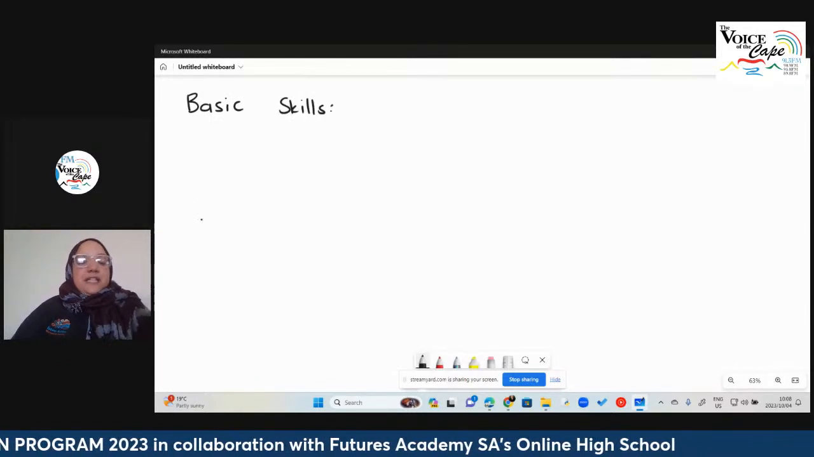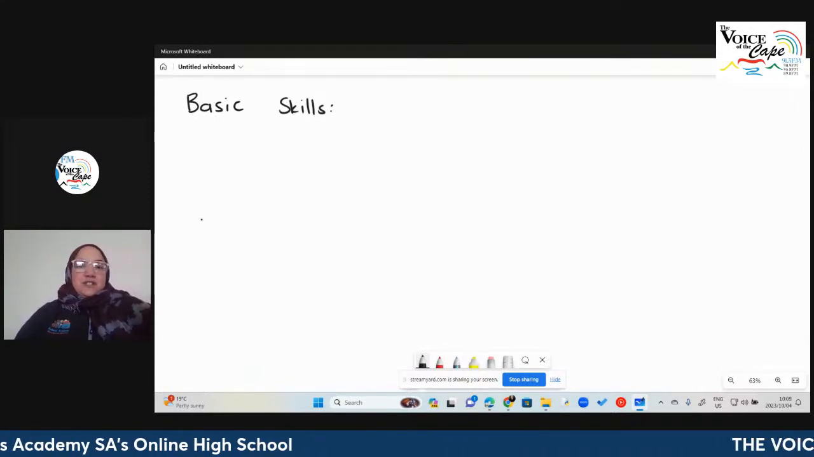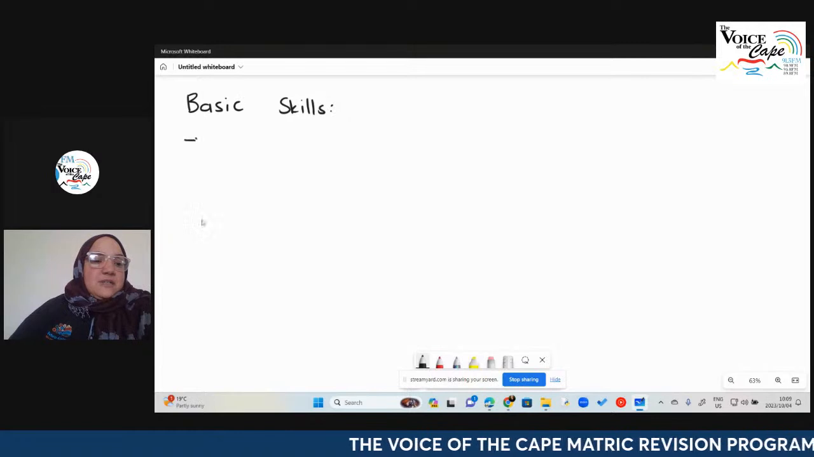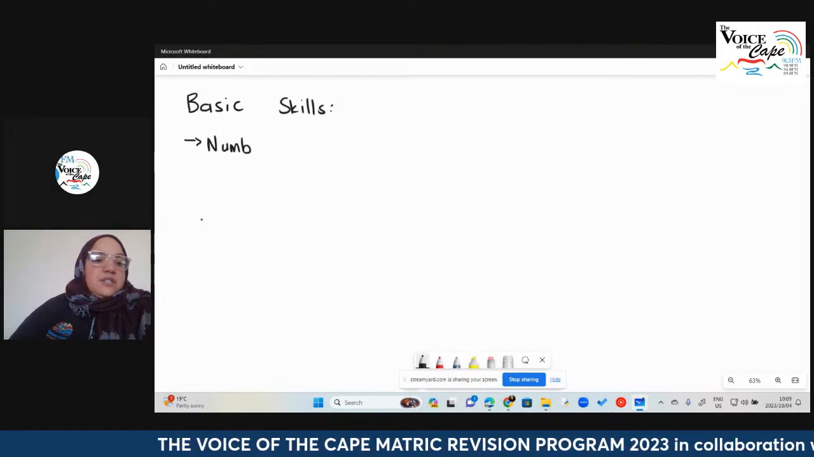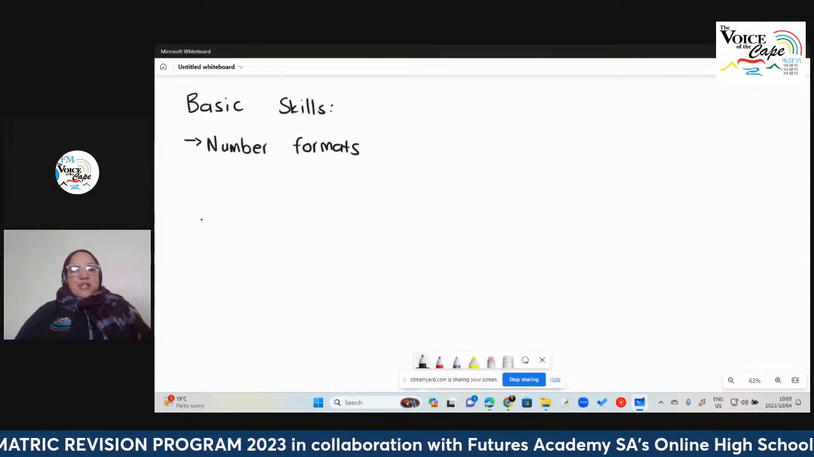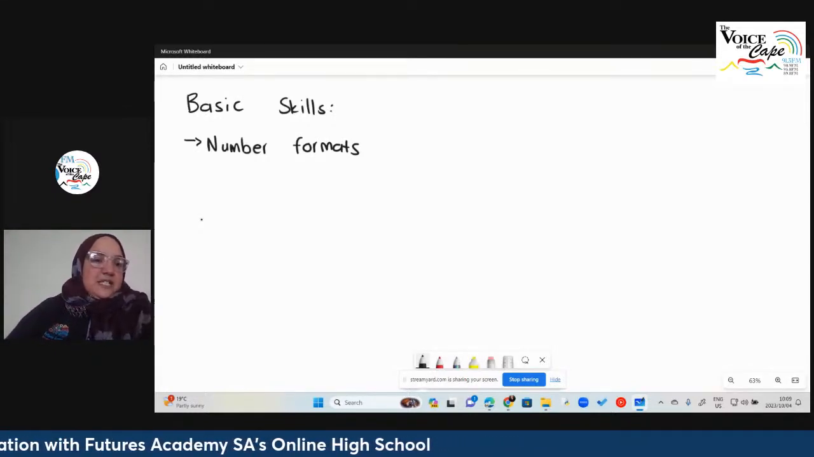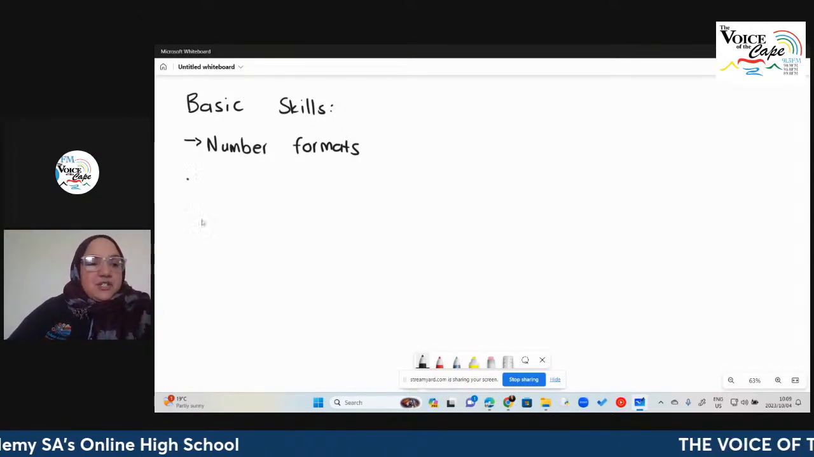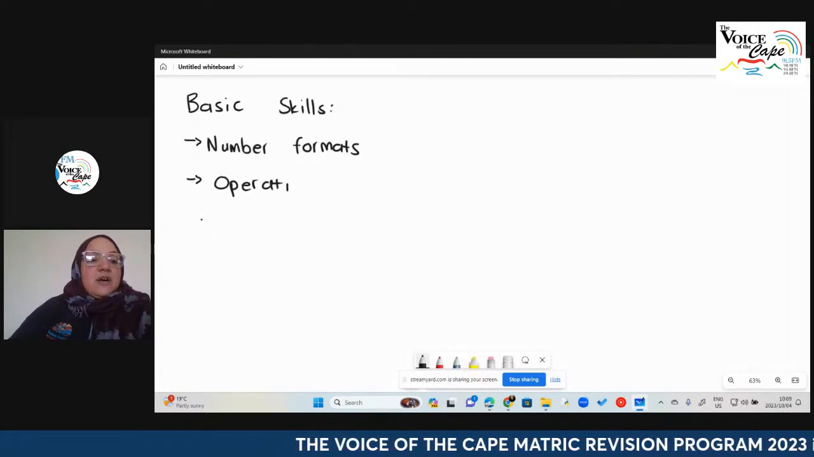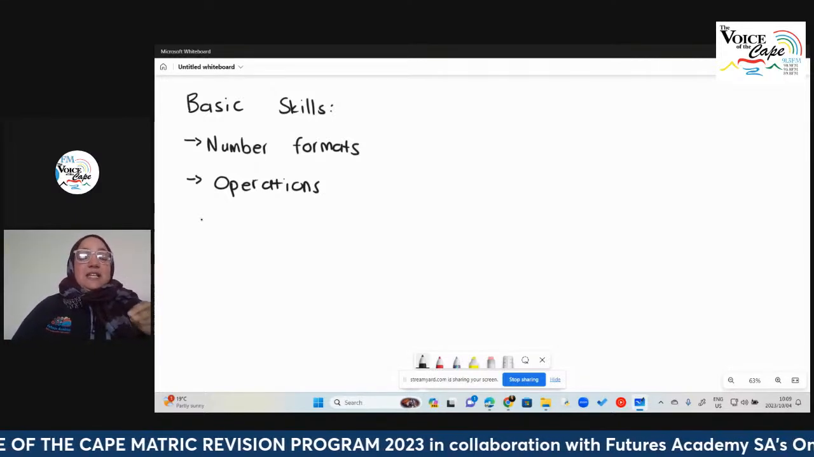So these are skills you've picked up from basically grade 6 up, working with percentages, fractions, that sort of thing. We've got your number formats, which would be rewriting a number in words or rewriting a given word in numbers. You've got your operations, so adding, subtracting, dividing, multiplying, those sorts of things also fall under basic skills. And you need to remember things like BODMAS.